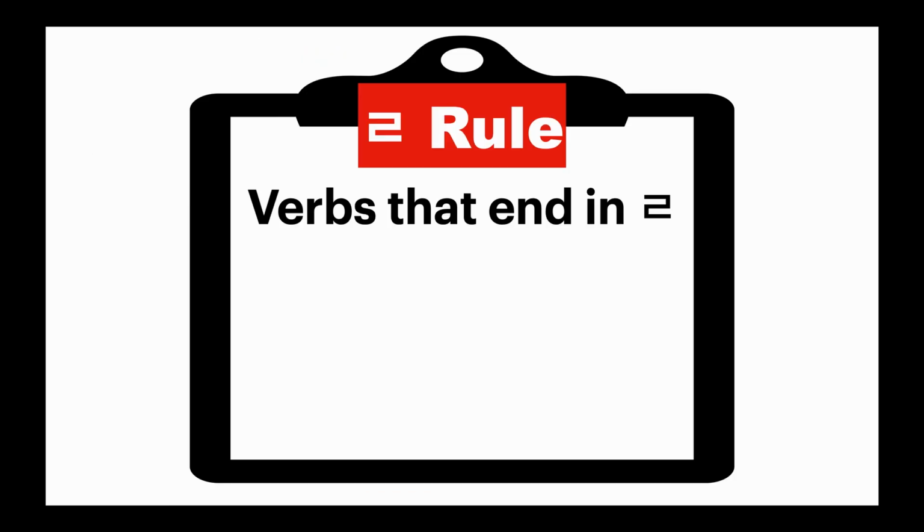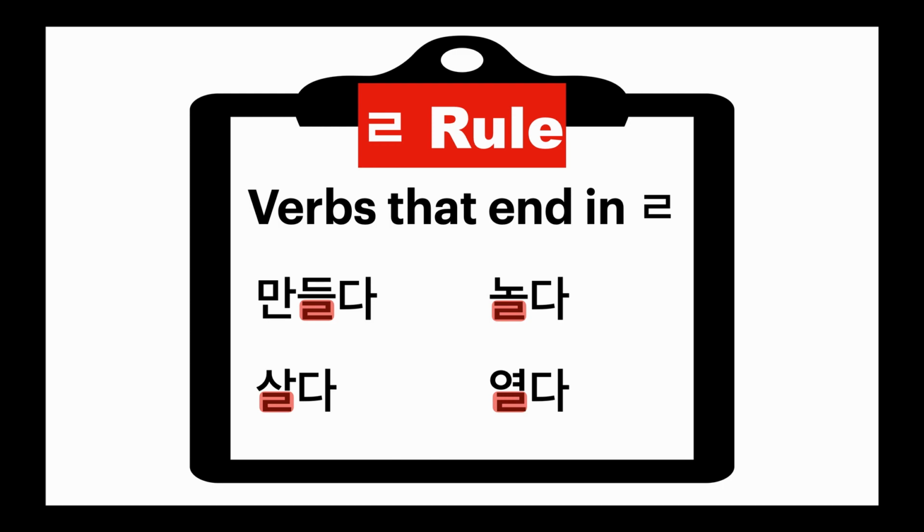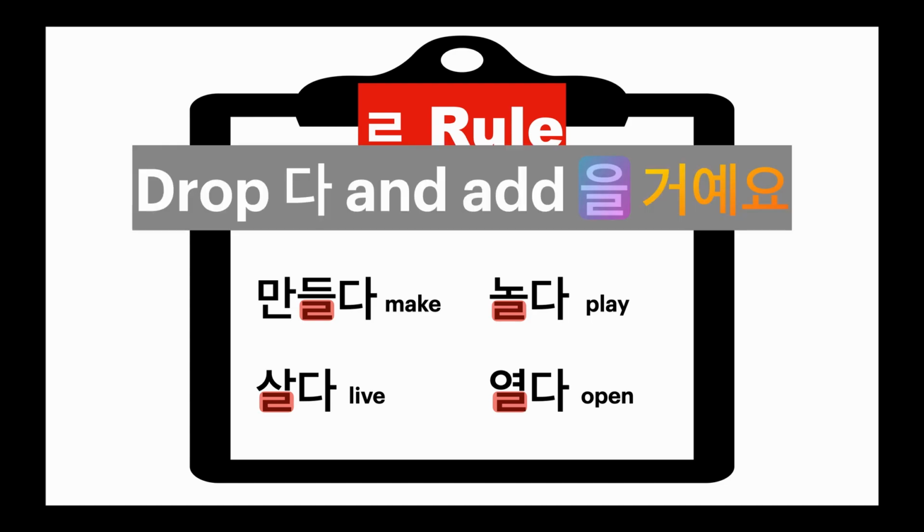The rule about verbs that end with ㄹ. That is, after dropping 다. For example, 만들다, 살다, 놀다, 열다. To make, to live, to play, to open. Following the rule that we just learned, it would make sense to drop 다 and add 을 거예요, right?